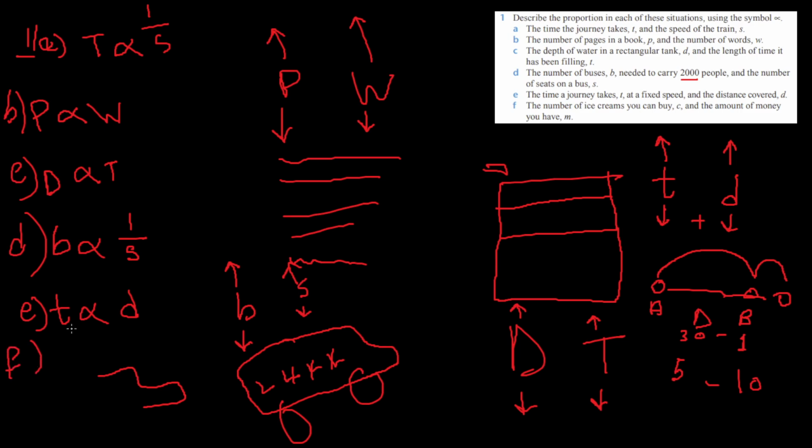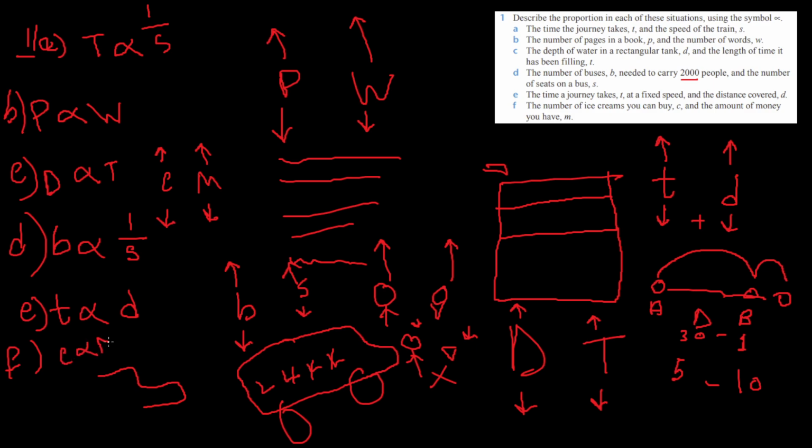And the final one is the number of ice creams you can buy and the amount of money you have. Let's say you're Jeff Bezos and you want to buy some ice cream. The more money you have, the more ice creams you can get. And if you're a broke college student, you have less money, which means you can buy less ice cream. So this is really bad. But let's say it's just C and M. More ice creams, you need more money. And if you have less money, you can get less ice creams. So basically, C is proportionate to M.